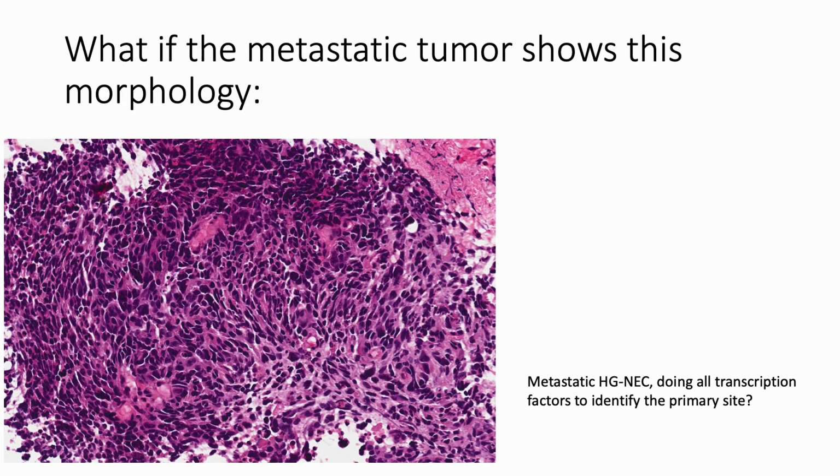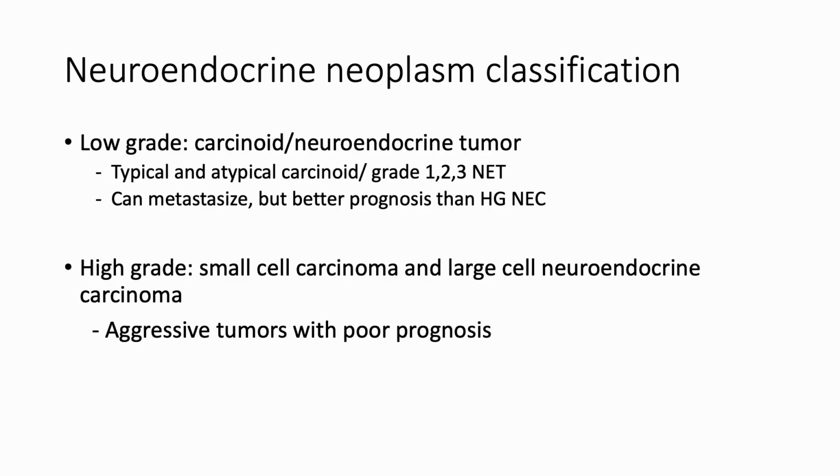What if the tumor is a high-grade neuroendocrine tumor? Should we perform immunostains to try to identify the primary site? The answers to these questions are not straightforward. It largely depends on the tumor grade. Neuroendocrine tumors are broadly classified into low-grade and high-grade categories. High-grade tumors, such as small cell carcinoma and large cell neuroendocrine carcinoma, are aggressive neoplasms associated with poor prognosis.